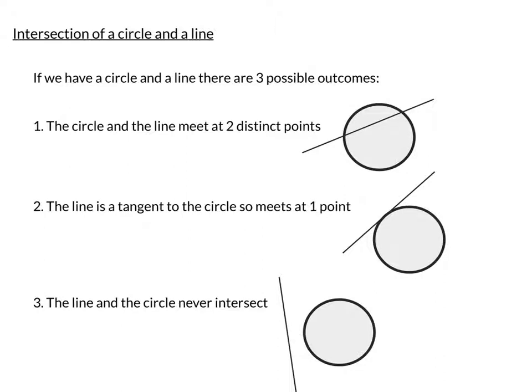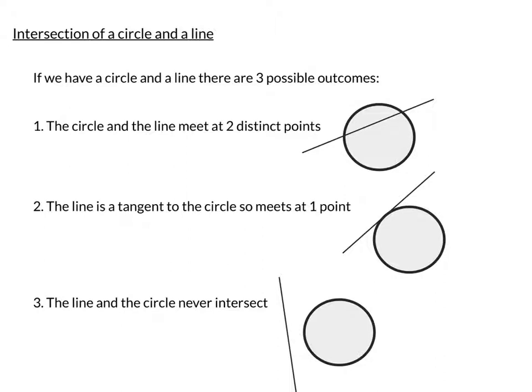The first outcome is the circle and the line meet at two distinct points, so the line crosses the circle. The second option is that the line is a tangent to the circle, so it meets at one point. And the third option is that the line and the circle never intersect.